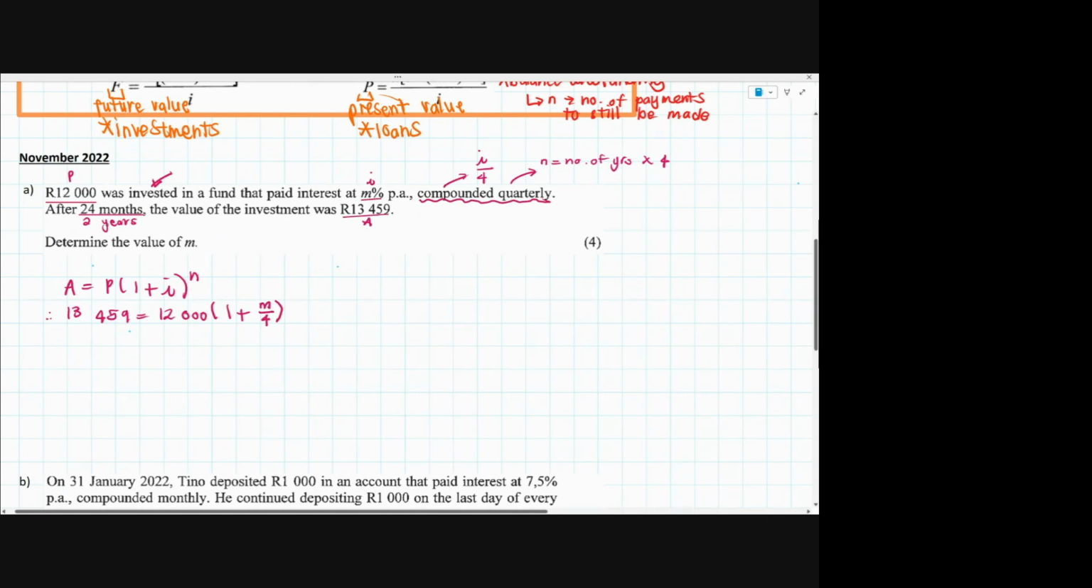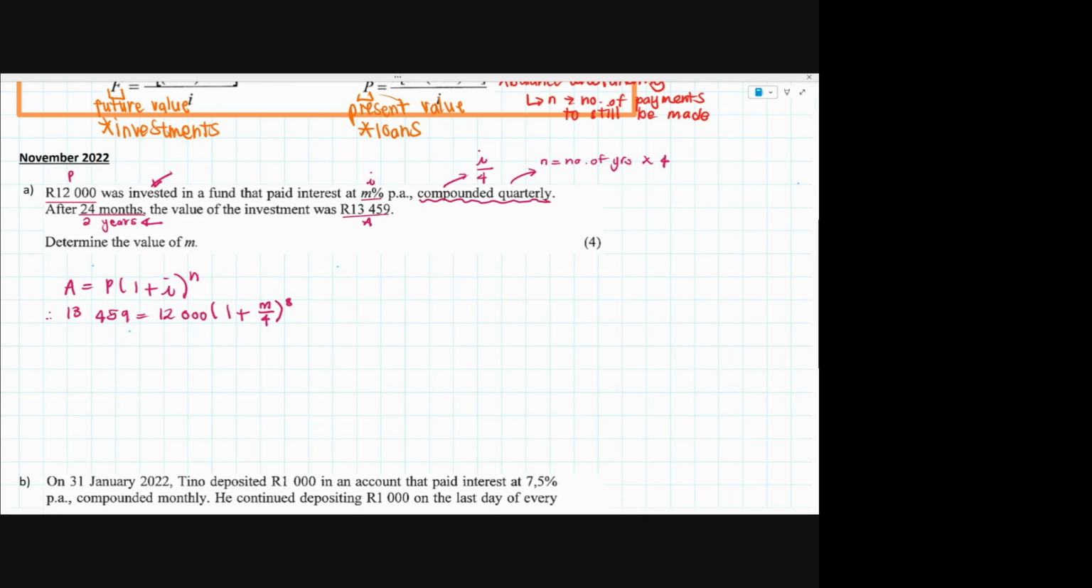Now, our exponent, remember, talks about how many payments we make. So if we've got 2 years and we get paid every quarter, in 1 year, that's 4 payments. In 2 years, that's 8 payments. So our power or our exponent here would be 8.